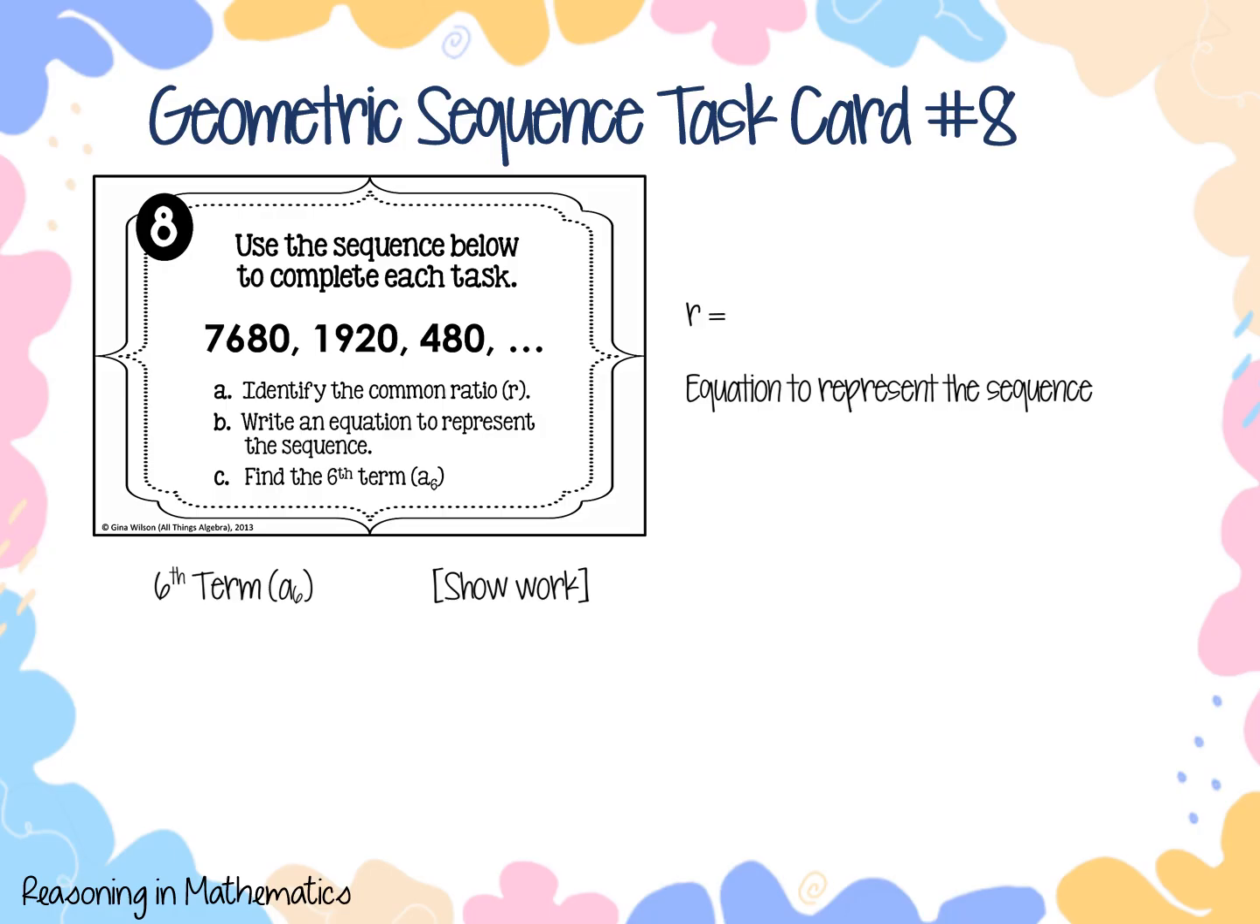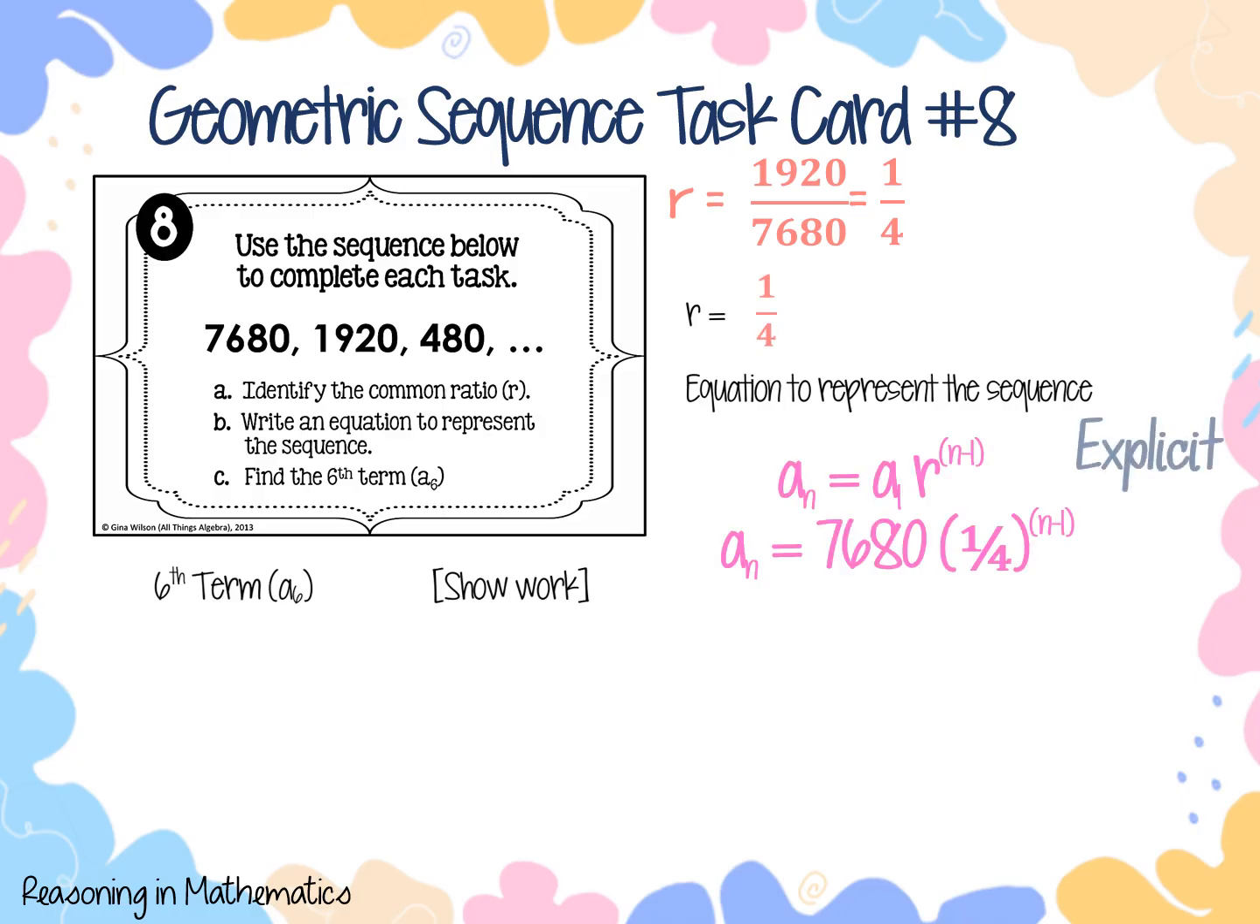Number 8. Here we go: 7,680, 1,920, 480. Divide to get our common ratio. 1,920 divided by 7,680. Simplify, we get 1/4.